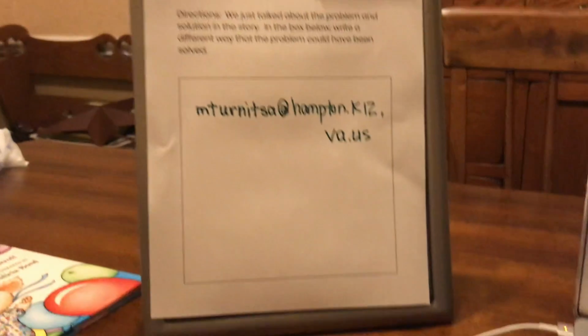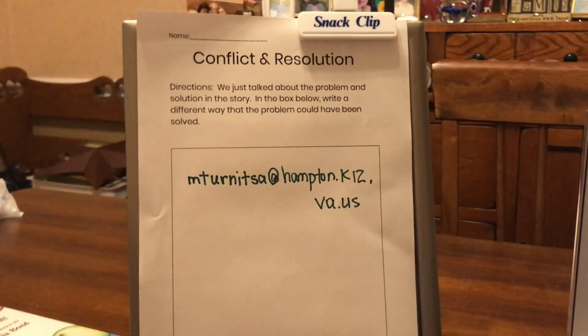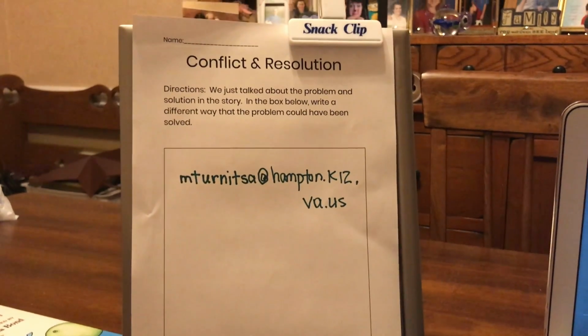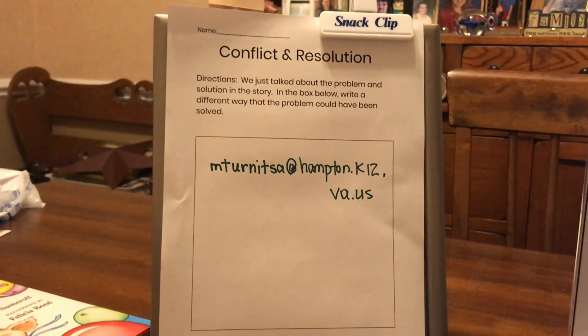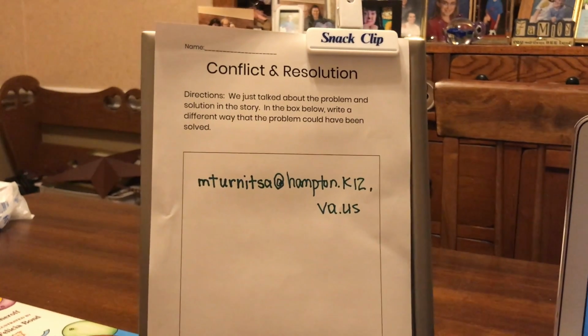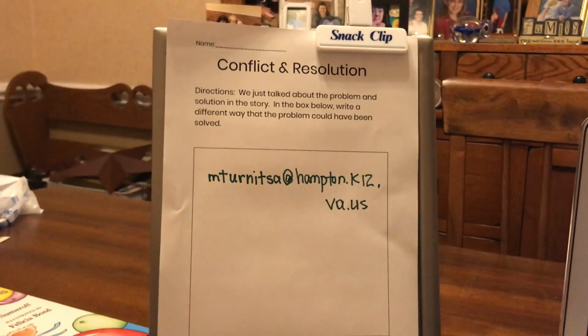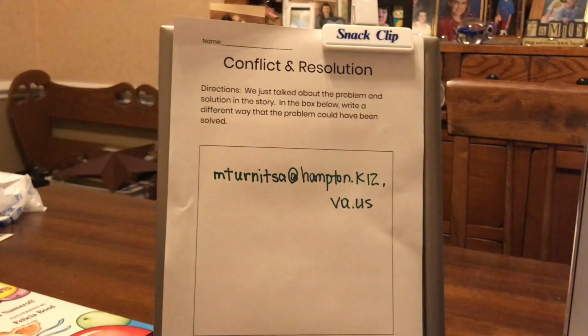Okay, let's take a look over here. This is what I would have had you do had we been in school together. This is conflict and resolution. The directions on it say we just talked about the problem and solution in the story. In the box below, write a different way that the problem could have been solved.